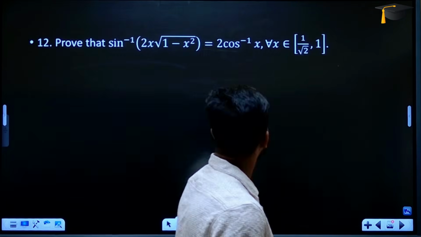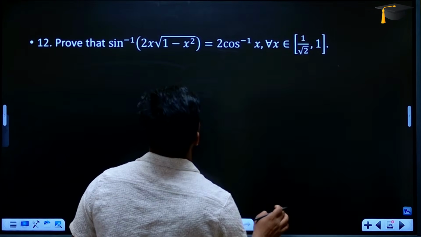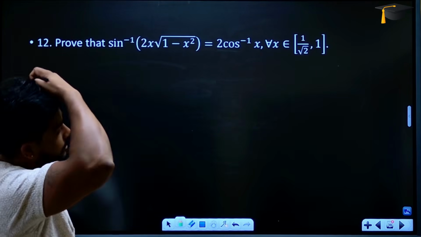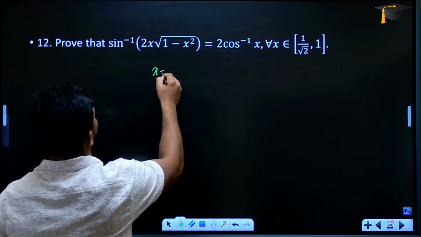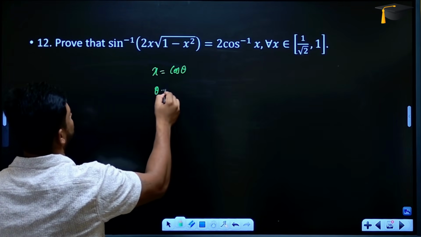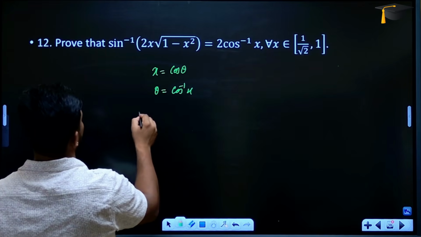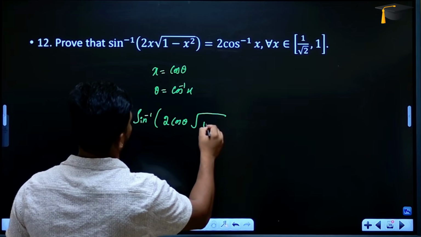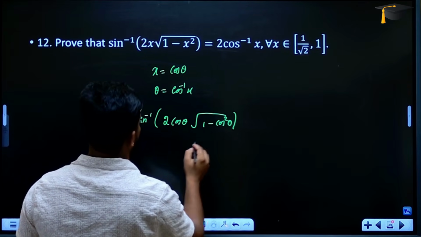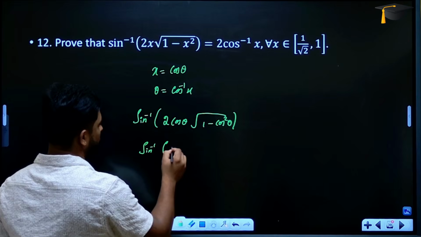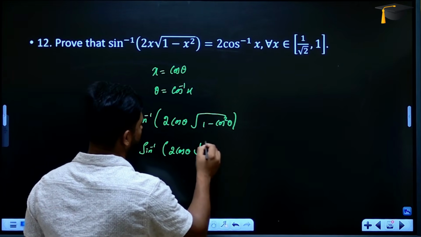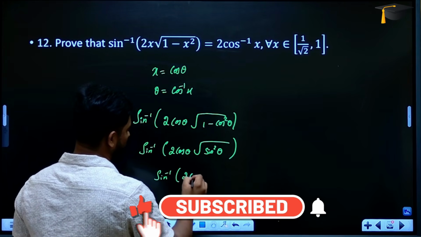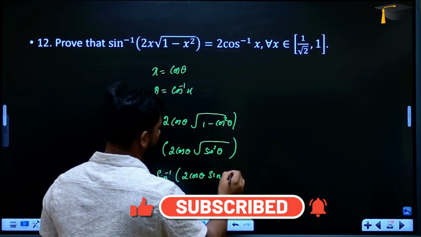Okay, next. Prove that sin inverse of 2x root of 1 minus x square is equal to 2 cos inverse x. So substitute x is equal to cos theta, and theta is equal to cos inverse of x. So sin inverse of 2 cos theta under root 1 minus cos square theta, that is root sin square theta. So sin inverse of 2 cos theta and sin theta.